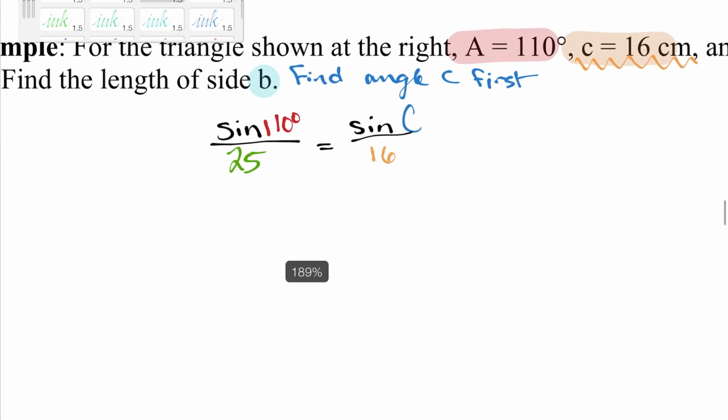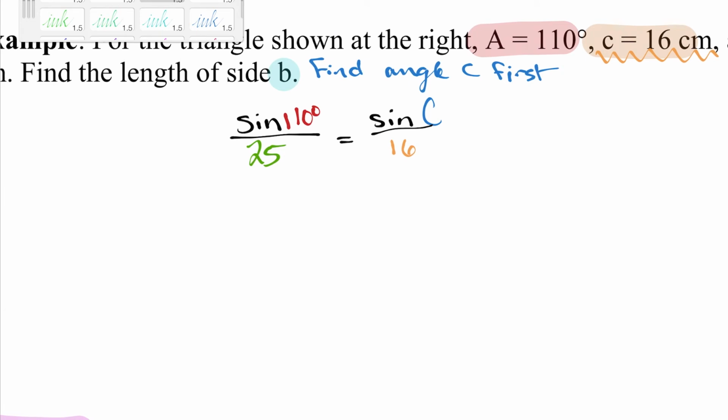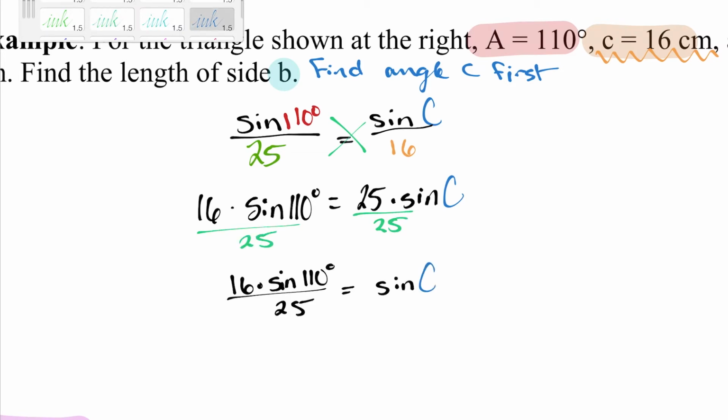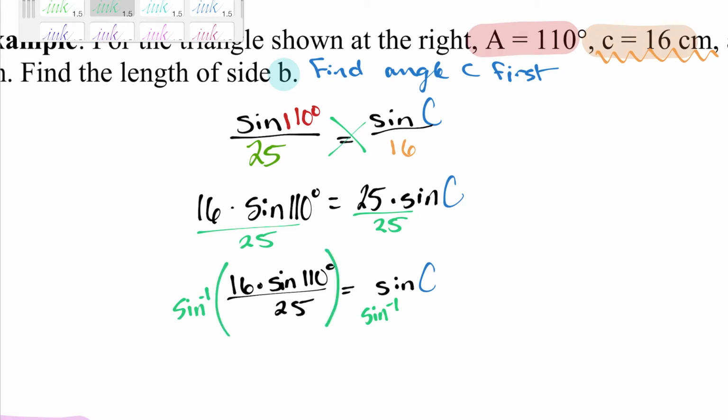Now that I have everything plugged in so that I can find my angle C, I'm going to do my cross multiplication. I'm trying to find an angle this time, so I'm going to be moving my 25 over. And in order to get rid of the sine, I'm going to be taking the inverse of sine, so sine to the negative first. And this is what I'm going to be plugging into my calculator. It's all the stuff over here on the left.